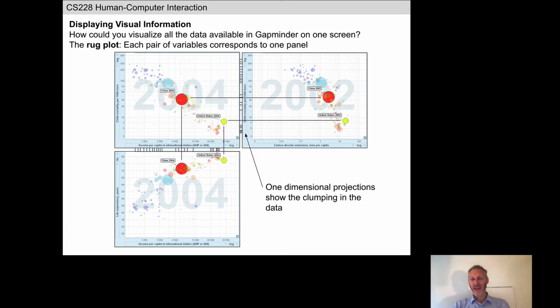One of the ideas that Tufte introduced in his book is this idea of a rug plot, so a different kind of visualization, which does not draw in 3D, so it minimizes occlusion, which is a good thing, and it's designed to try and help you see correlations between more than 2 features.